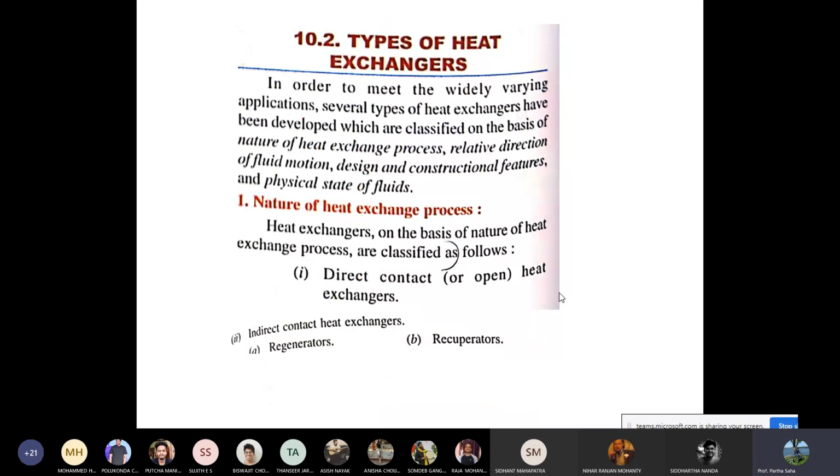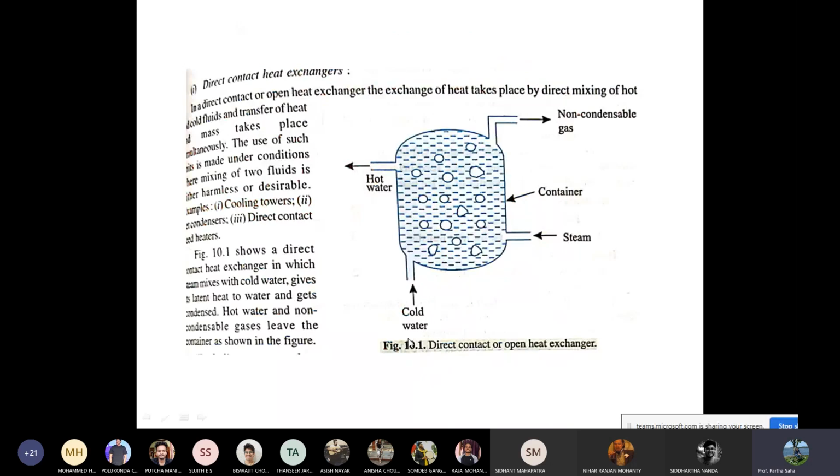So how does this heat exchange happen? There are many ways heat can be exchanged, but mostly it is either direct contact, where the fluids come in contact with each other, which is known as an open heat exchanger, or indirect heat exchanger, which is classified into two different categories: regenerator and recuperator. So let's first look into the direct contact heat exchanger.